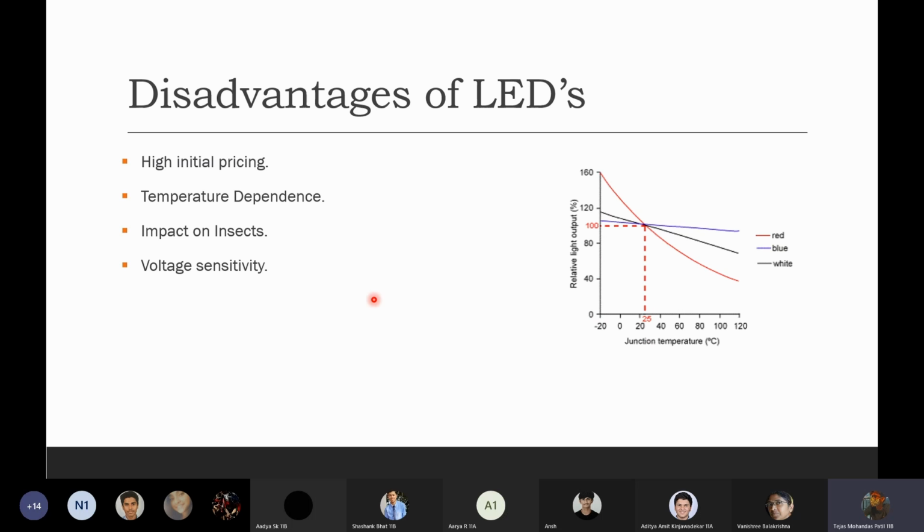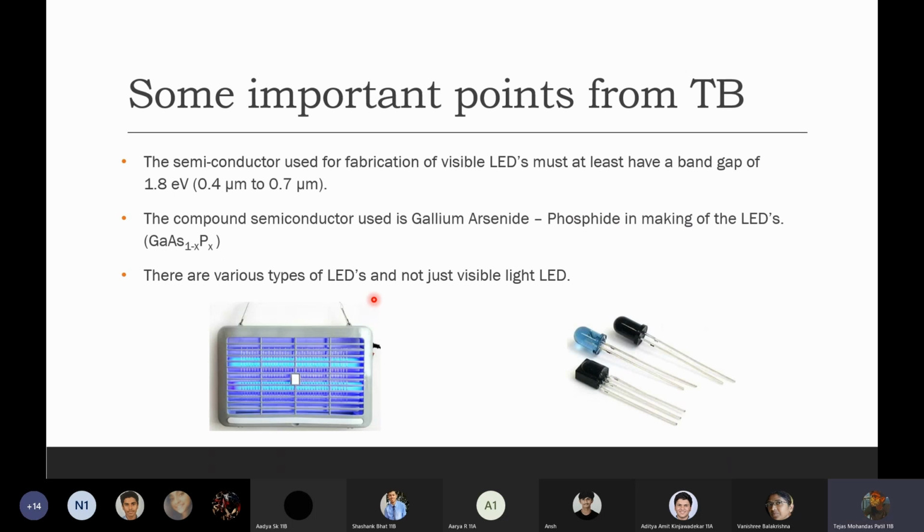It won't even take time. So that voltage sensitivity is very high in LEDs. That can be considered as one disadvantage. Some important points. This is directly from the textbook. It's important from exam point of view. You can get 1 mark questions.